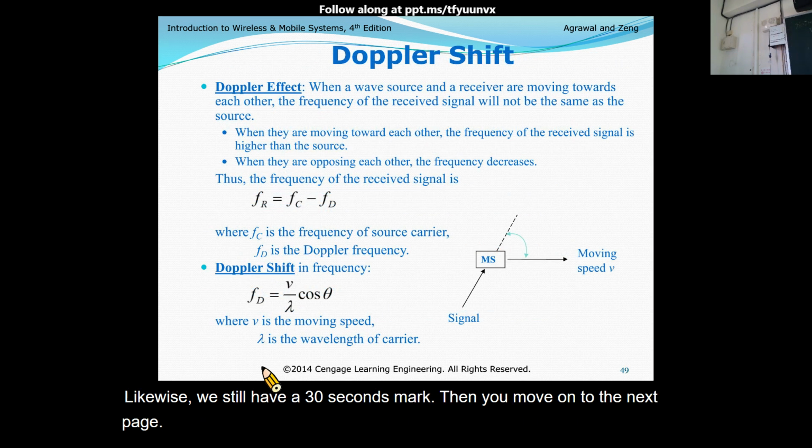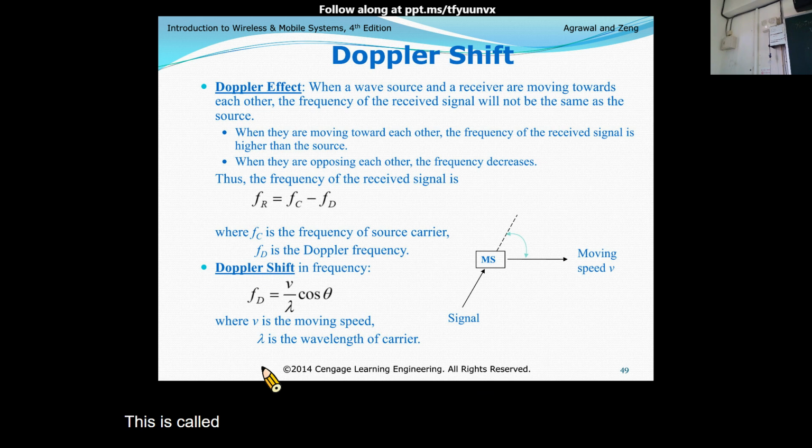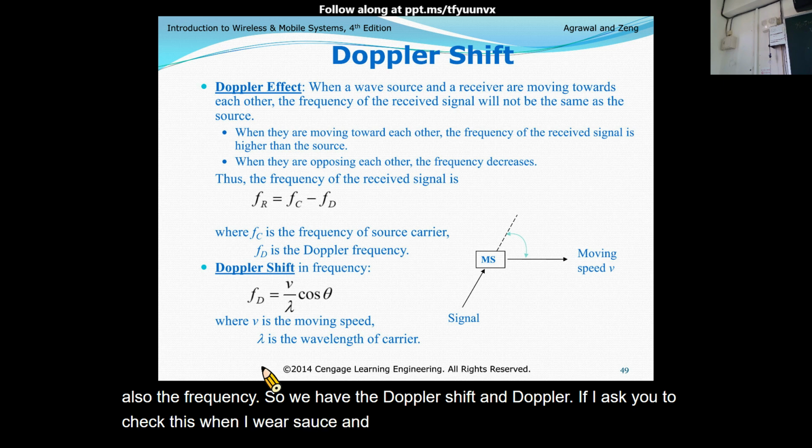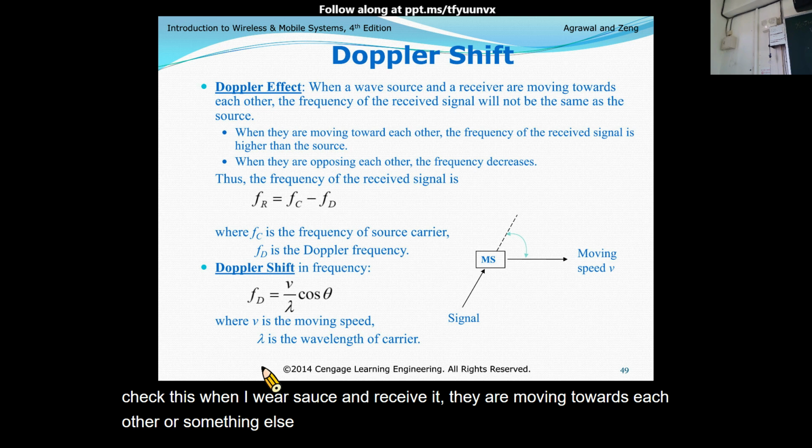This is called the frequency shift. This kind of shift is because of mobility and also the frequency, so we have the Doppler shift. And the Doppler effect, you can check these: when a source and receiver are moving towards each other or otherwise, the frequency of the received signal will be changed accordingly.